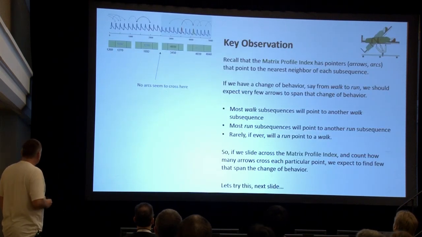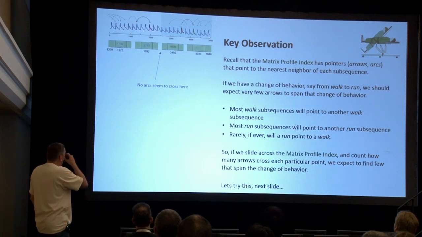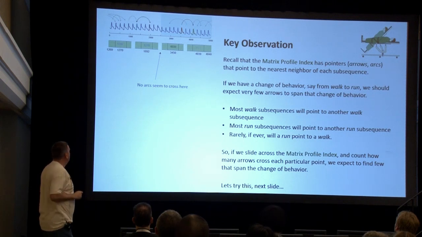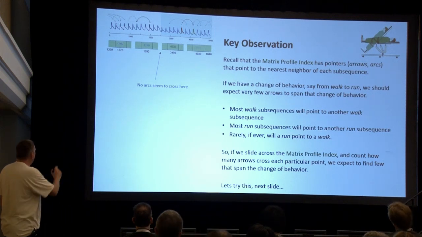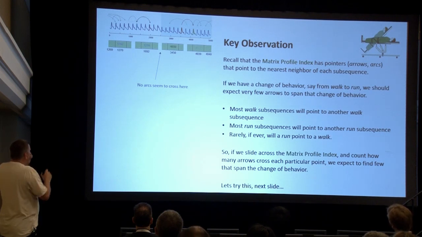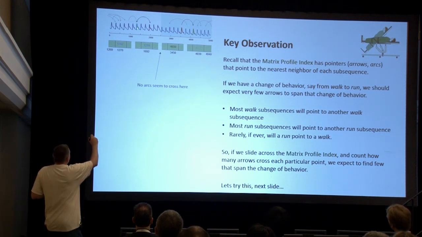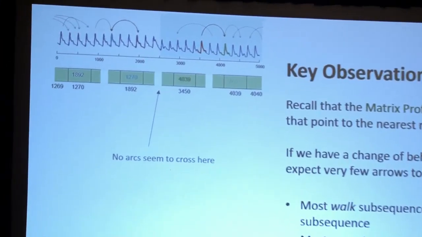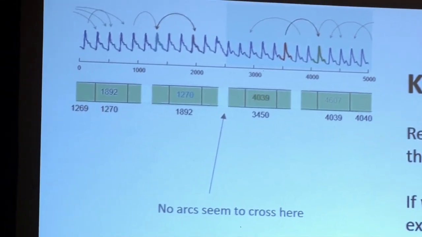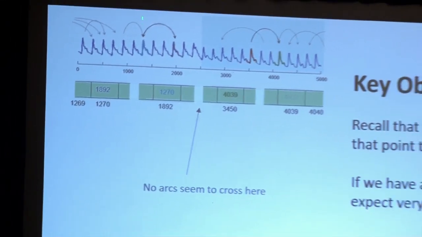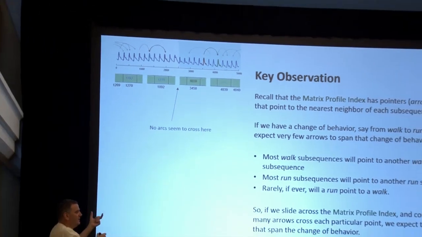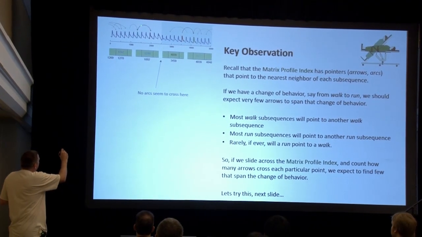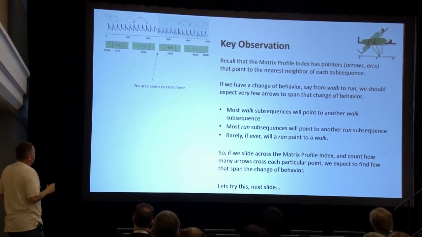Here's how. Here we have a time series, and instead of looking at the matrix profile, let's look at the matrix profile index this time. The matrix profile index is simply a bunch of arrows that say where everything's nearest neighbor is. So for example, this guy here has a nearest neighbor here, that guy there has a nearest neighbor here, and so forth. Here's the intuition: you would expect that most of these arrows will point within internally contiguous regions. So few arrows should cross where the behavior has changed.